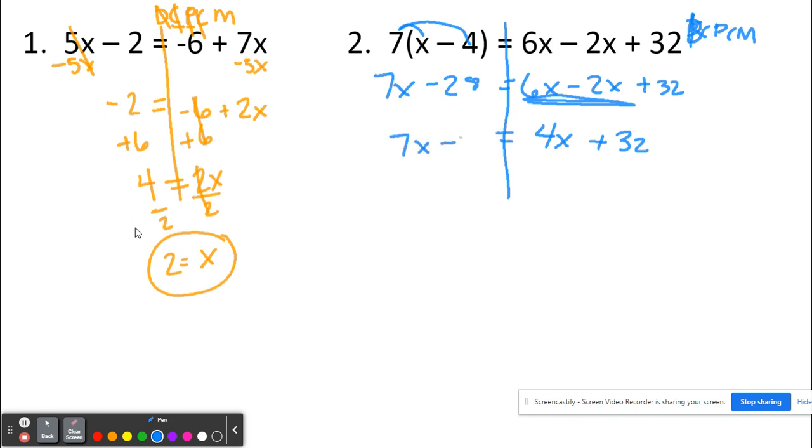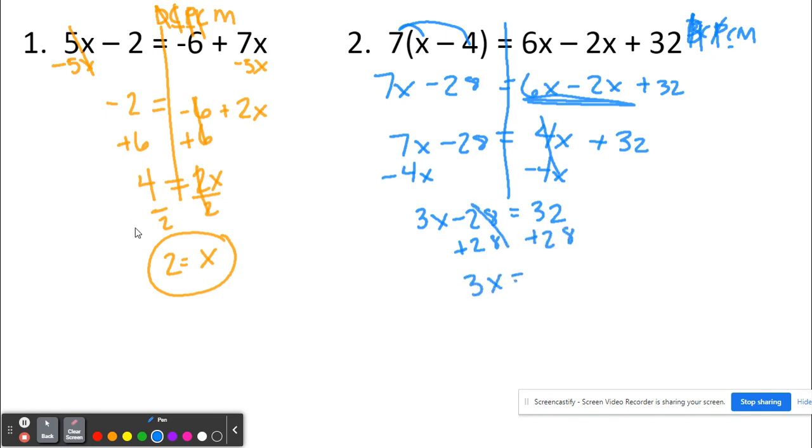Now I'm ready to pick on the little guy. So cross that out. I've got minus 4x because he's the little guy, so he's the one that has to move. So I've got 3x minus 28 equals 32. Now I'm ready to get rid of my constant. So plus 28, plus 28. So we have 3x is equal to 60.